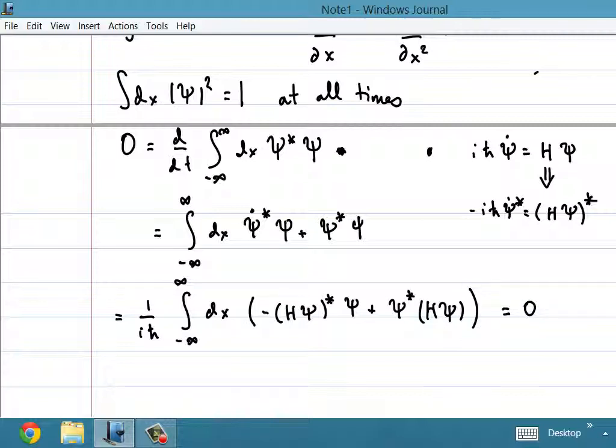Yes? Is there supposed to be a dot over the second psi? Yes, there's a dot. That's a dot. It's a very small dot. You couldn't see it. Yeah, dot there. Good. Any questions? Any other questions? Okay.